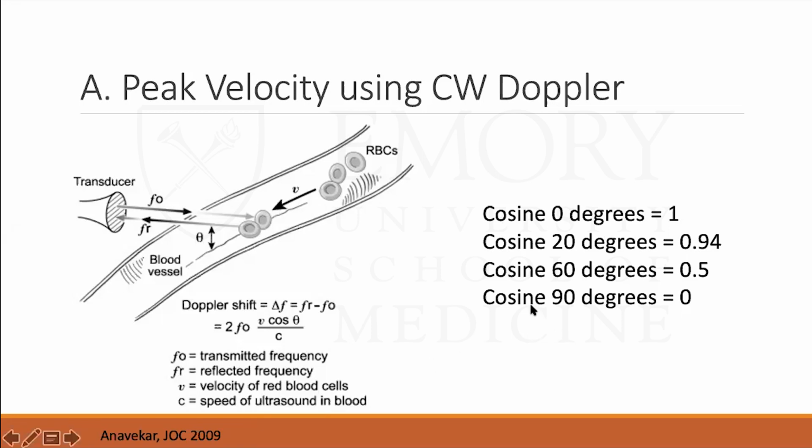Now, if you are at cosine 90, so you're completely perpendicular to the flow of blood, cosine of 90 is 0, so you're not going to be able to measure any velocity with that angle. You can see here that if your angle is 60 degrees off from the direction of the blood flow, your velocity is probably going to be cut in half of what the true velocity actually is. So if you can keep that angle 20 degrees or less, you're probably going to be pretty accurate, because at 20 degrees you're only going to be off by about 6% from the true velocity. So that's the first concept to keep in mind that I think is very important.